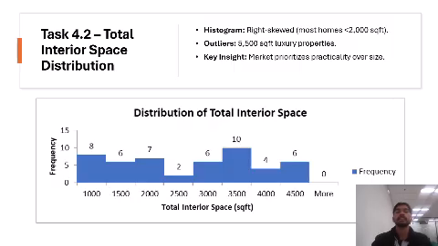The key insight here is that the market tends to prioritize practicality over size. Most buyers are opting for reasonably sized homes rather than extremely large ones, likely due to affordability, maintenance, and lifestyle preferences. Overall, the data highlights a market that favors efficient living space rather than oversized luxury properties.